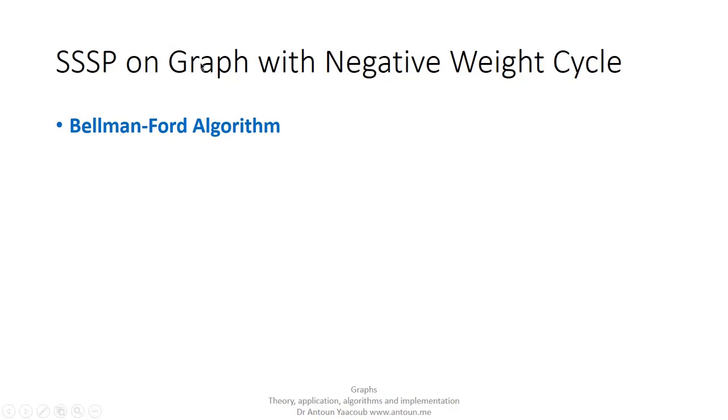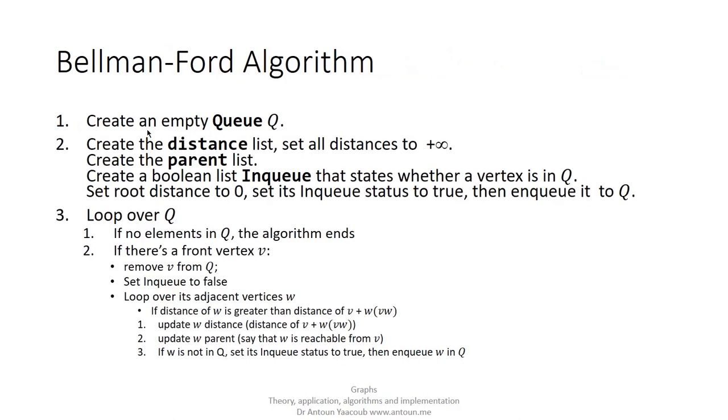We'll have a combination of Dijkstra's algorithm and some unweighted algorithms that will solve the problem, and this is what Bellman-Ford does. The main idea of this algorithm is simple. We will relax all E edges V minus 1 times. So we will repeat the relaxation of these edges V minus 1 times. We'll see how we'll do that.